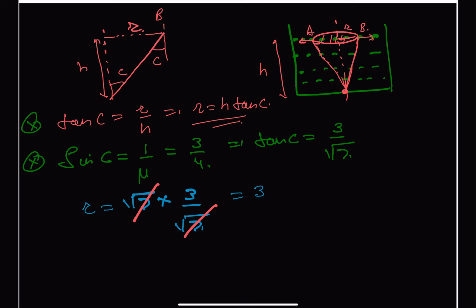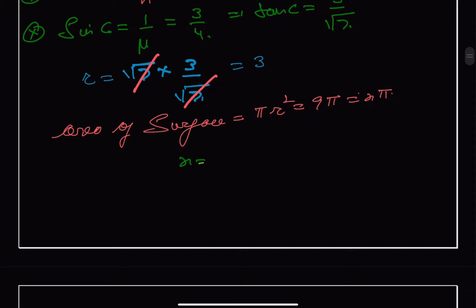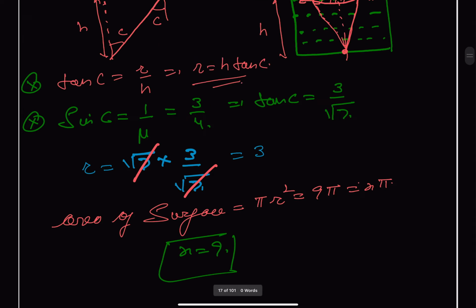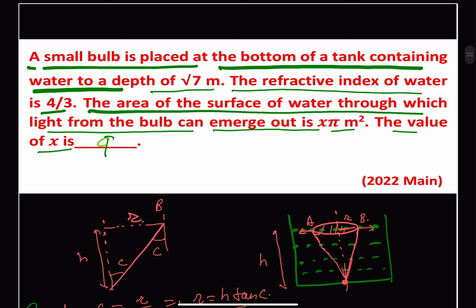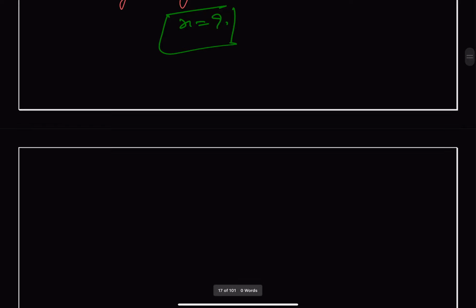So the area of the surface will be equal to pi r square, that is coming as 9 pi, and we are given that this is equal to x pi. So from here we can say our value of x is equal to 9. So value of x is equal to 9. Next question.